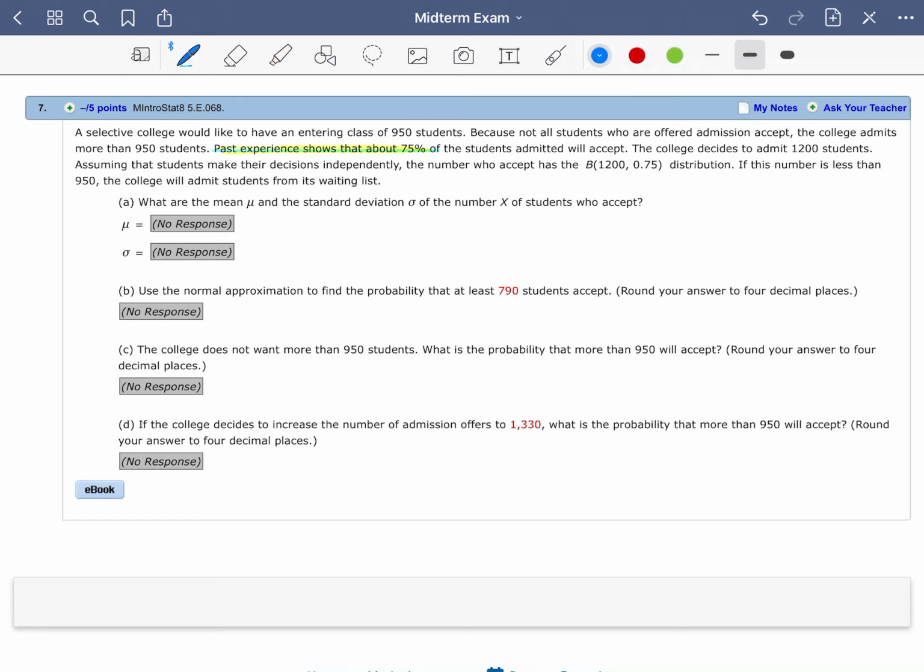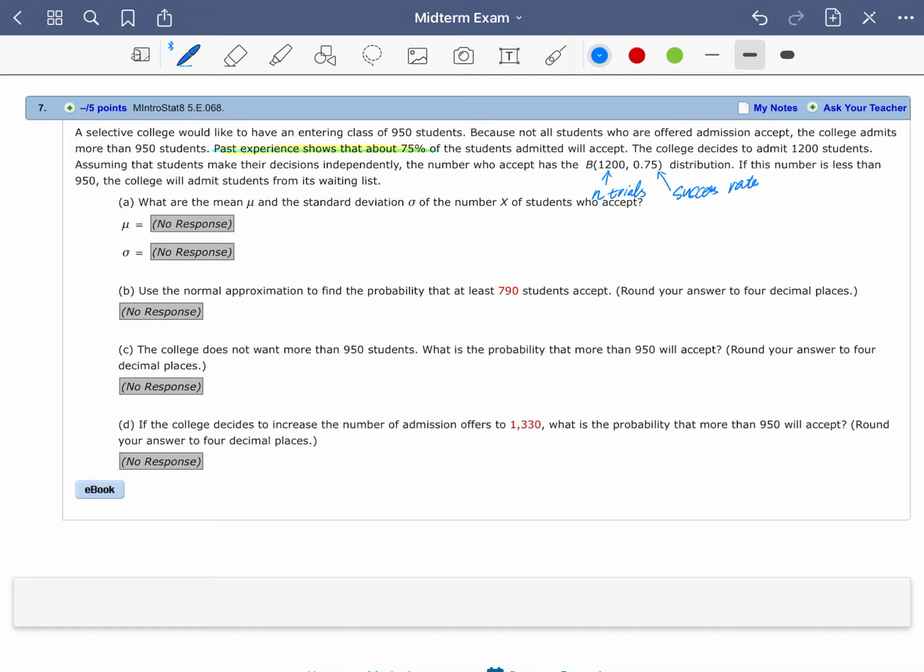So this is n, means the number of trials. This is the success rate.